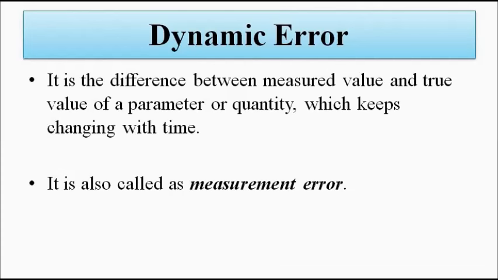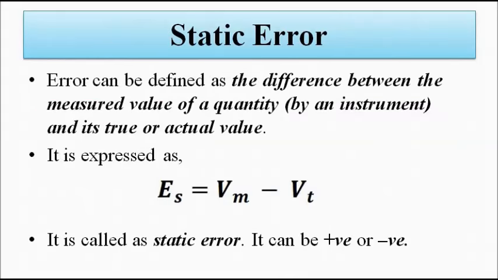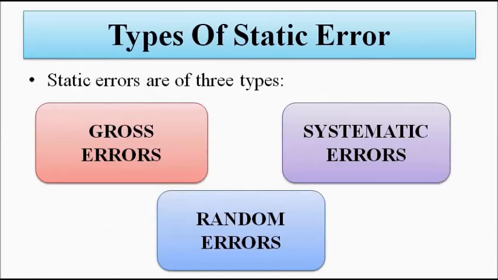Now, types of static error. Static error, which is this, what are its various types? Static error can be divided into three types. First is gross errors, second is systematic errors, and third is random errors. So we will discuss them one by one.